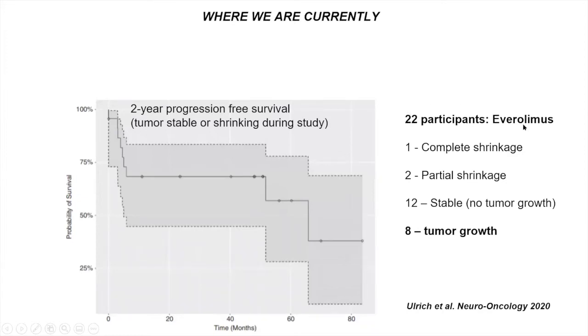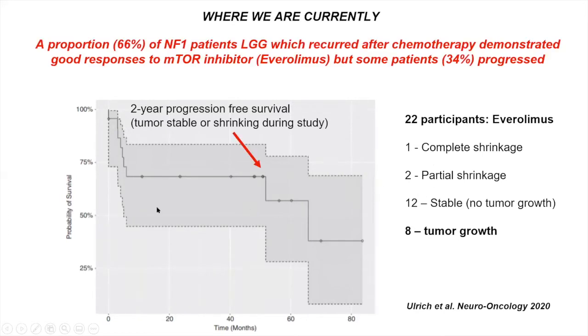treated with everolimus, the mTOR inhibitor, for over a year of treatment. And as you can see, of the 22 participants, there was one patient who had a complete shrinkage in the size of their tumor, 2 patients who achieved a partial shrinkage, and there were 12 patients where the tumor did not grow any further. So we were very encouraged by these results because, as you can see here, roughly 2/3 of the patients who were treated with this drug, everolimus, had a response to the drug.